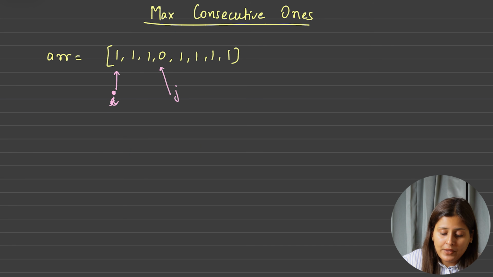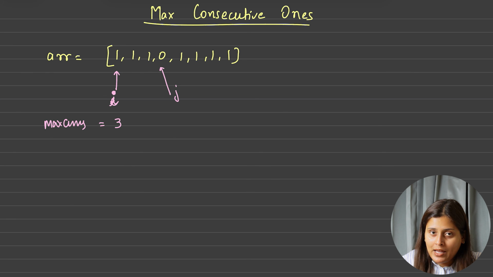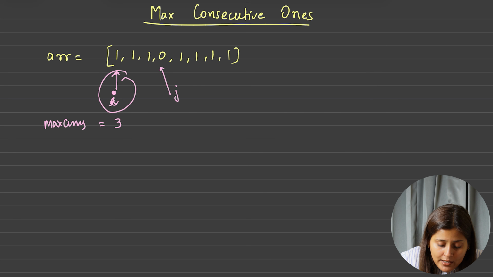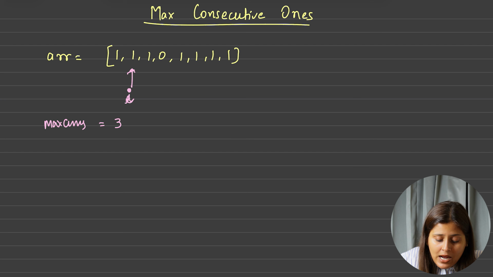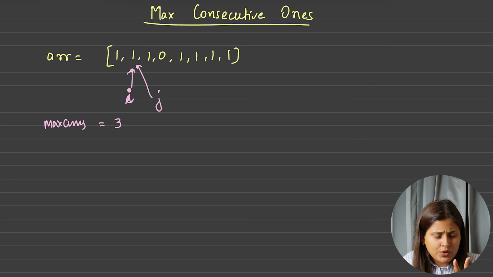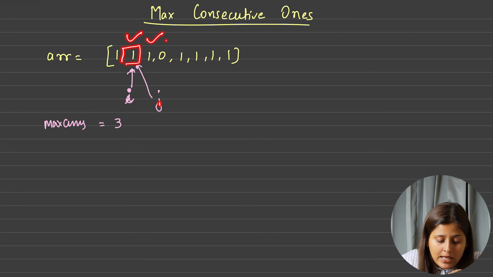Correct? Okay. Now the first time you have saved the length, my maximum answer will be 3, which you have calculated. Next time you will move your I towards the next index, and again you will start your J from the same I index. This is what you will think in the brute force approach. Okay. Again now I will be at this, so you will start your J, this and this.